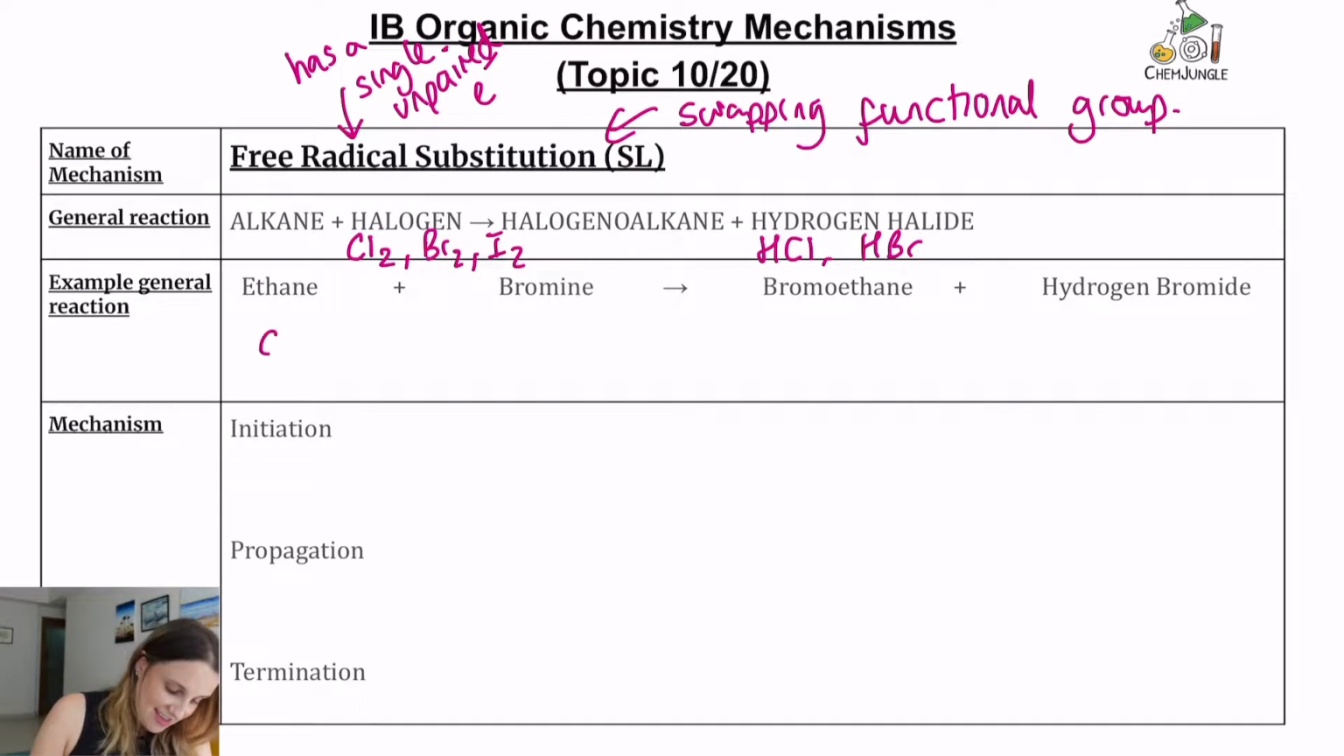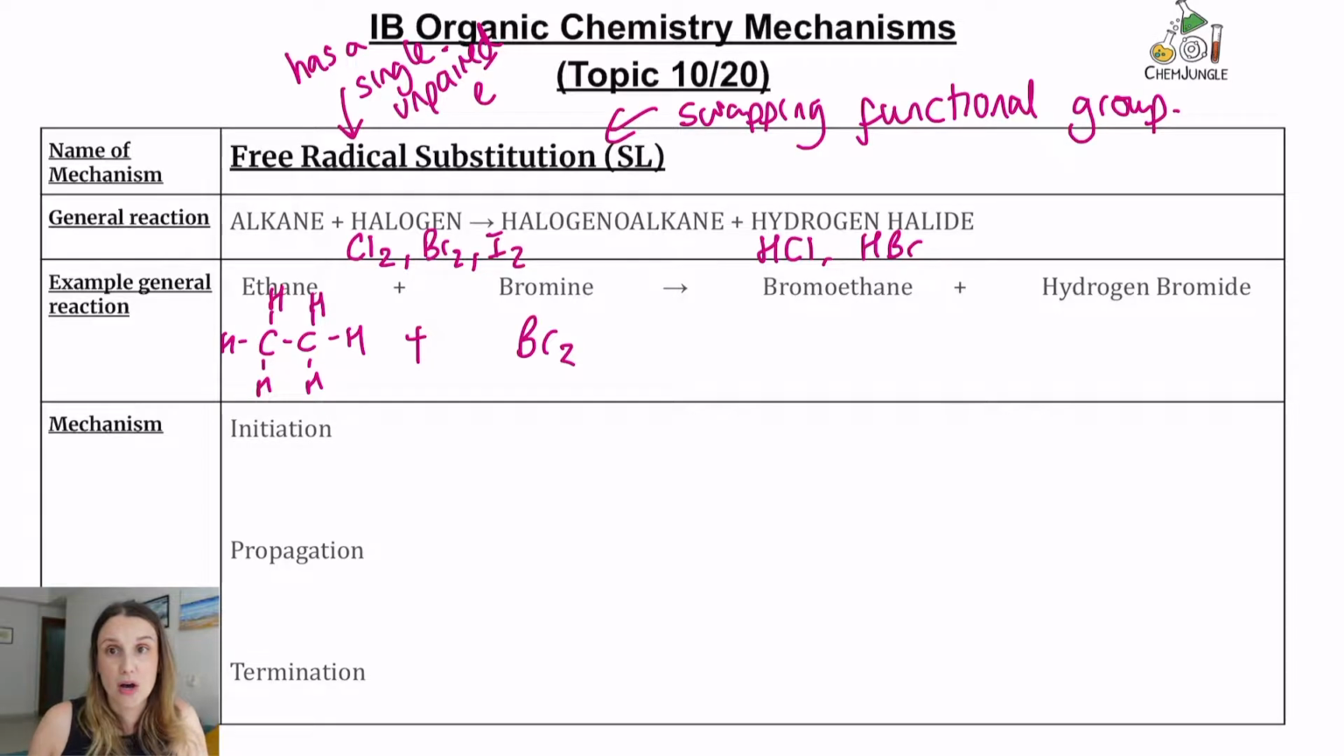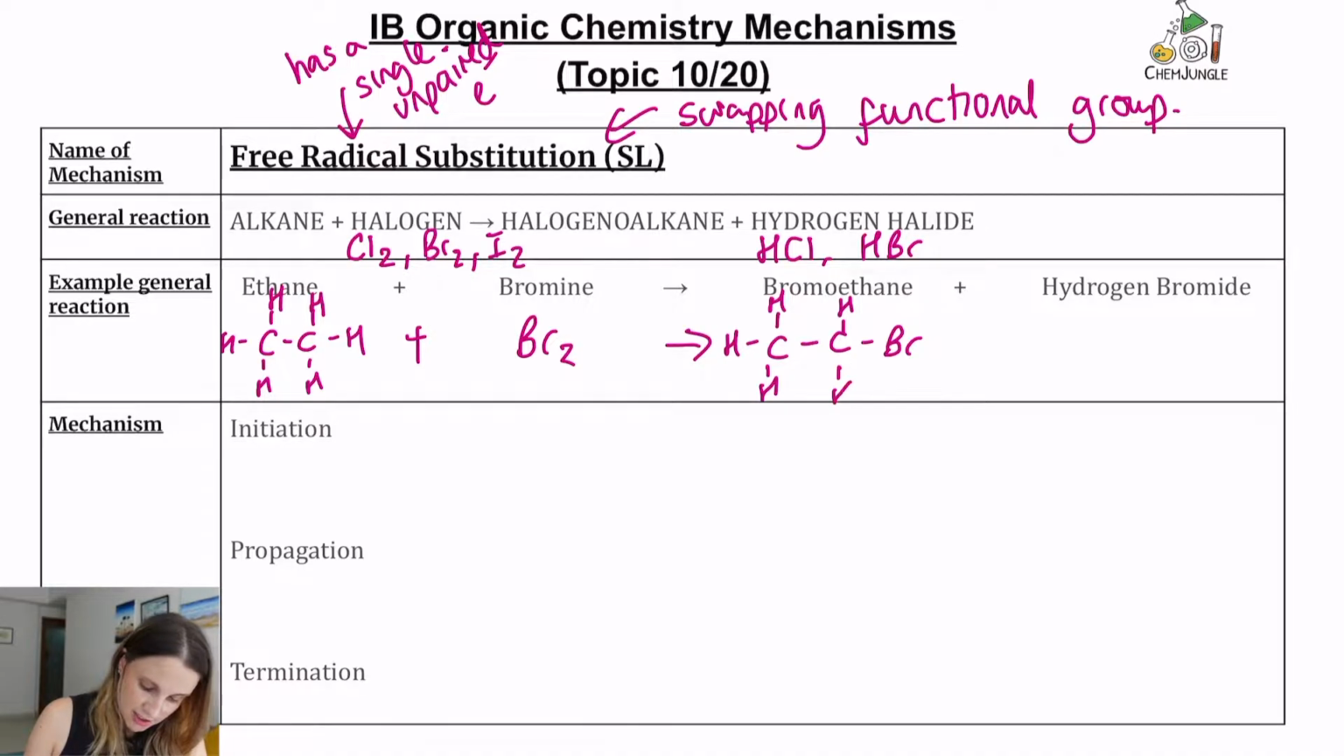As an example, we've got ethane here. So ethane looks like this. So we've got C2H6, and that's going to be reacting with bromine. Remember, it's diatomic, so Br2. And that overall is going to turn into bromoethane. So we are swapping one of the H's, which is not really a functional group. A hydrogen isn't really a functional group, but we still use that terminology here. So we swap a hydrogen for a bromine, and then that leaves a hydrogen and a bromine left over. So that's where your hydrogen bromide comes from.